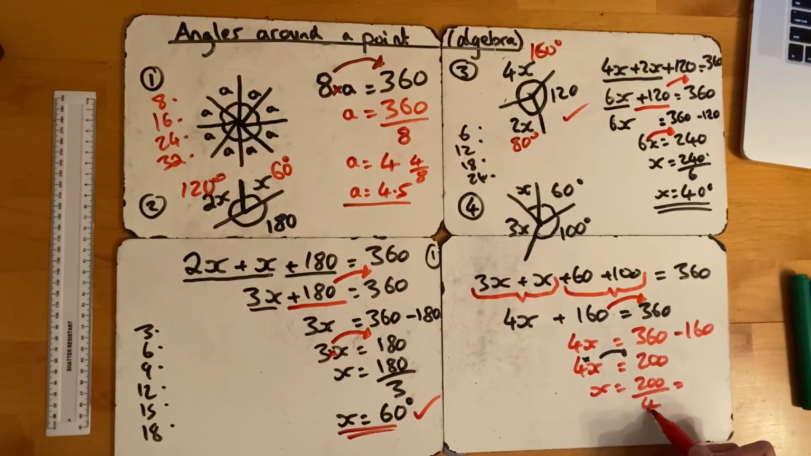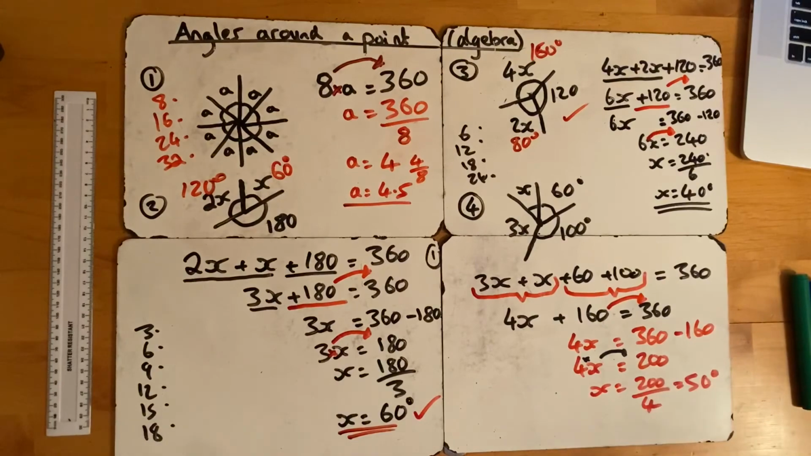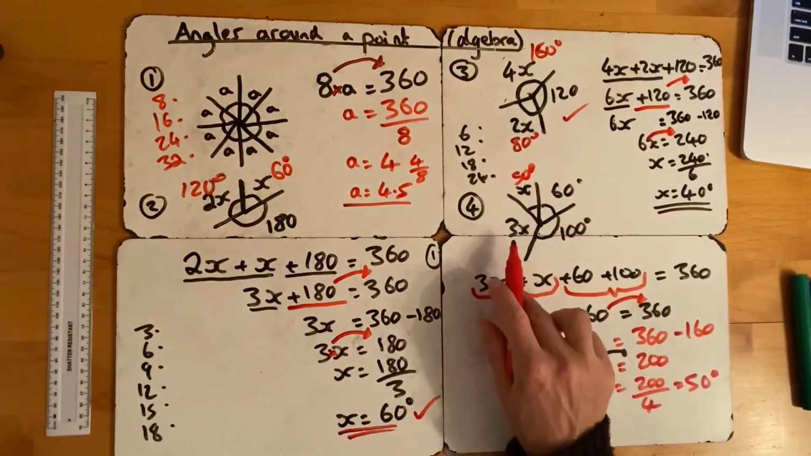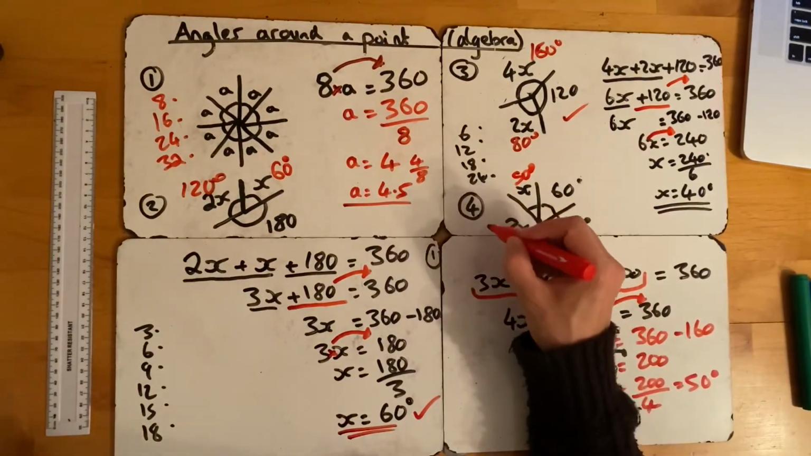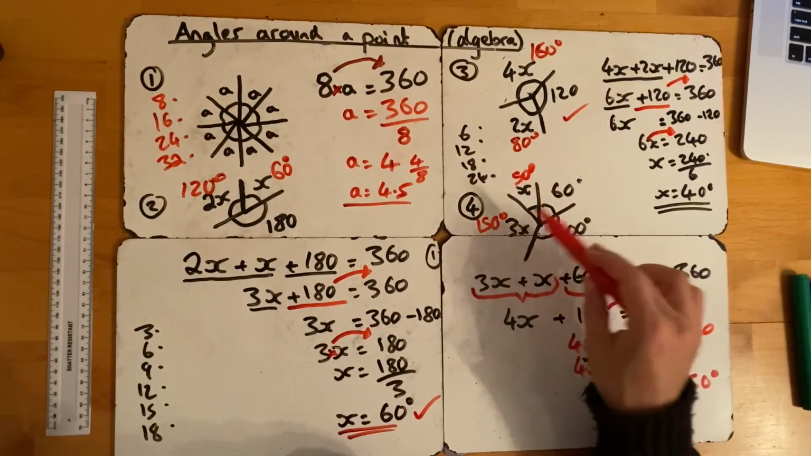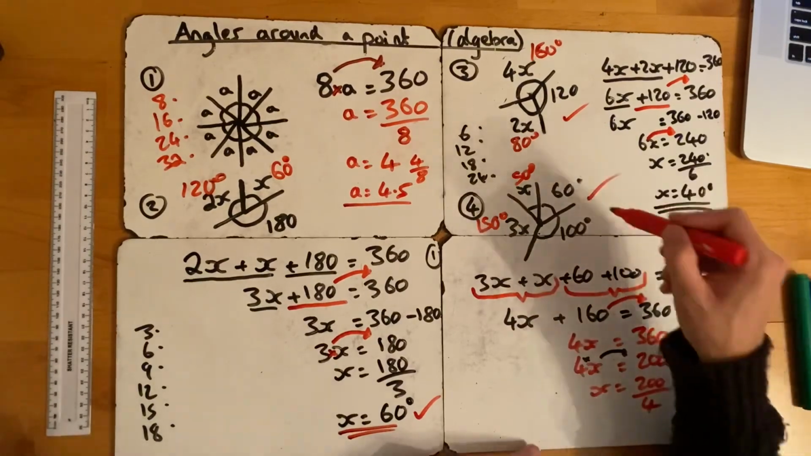Okay, can't do 2 divided by 4, but what about 20? 20 divided by 4 is 5, then you still got the 0, so x is 50. Now if we fill in the missing angles, so x here is 50 degrees, this one's 3x, 3 times 50 is 150. So 50 plus 150 is 200, plus this one's 300, plus 60 is 360, so yes, we got it right.